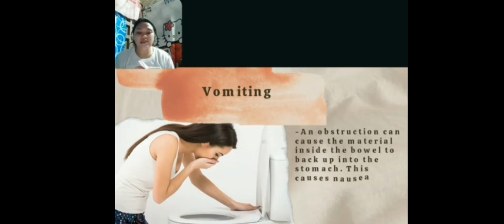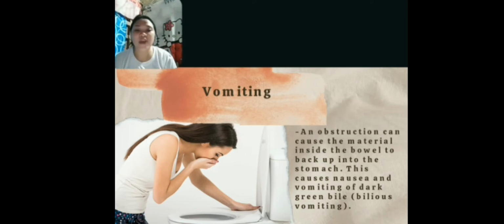Next is vomiting. An obstruction can cause the material inside the bowel to back up into the stomach. This causes nausea and vomiting of dark green bile. Vomiting is also the body's way of ridding itself of harmful substances from the stomach, or it may be a reaction to something irritating the gut.